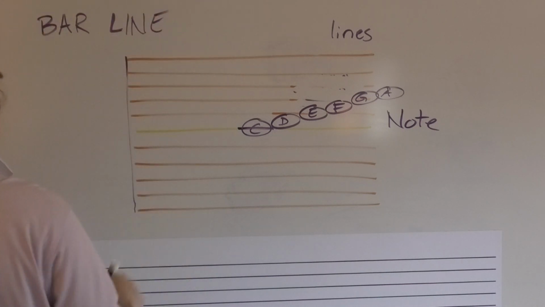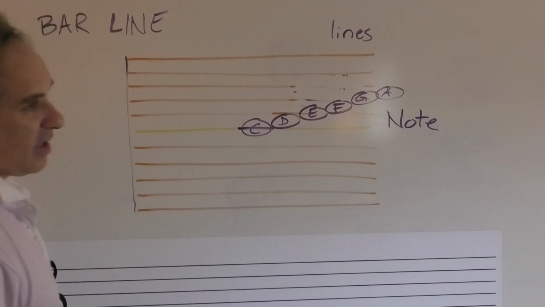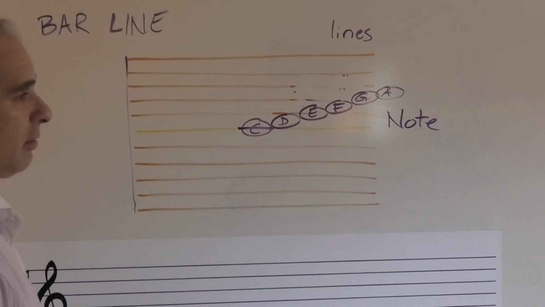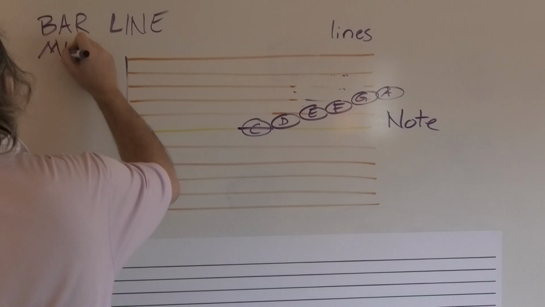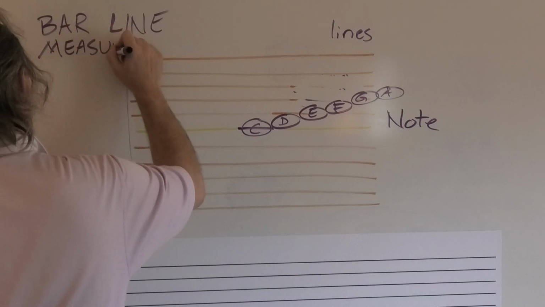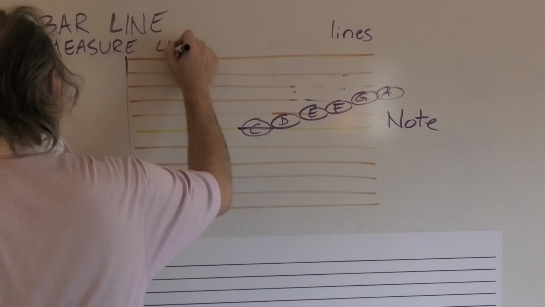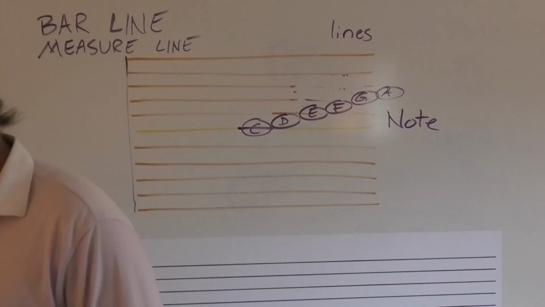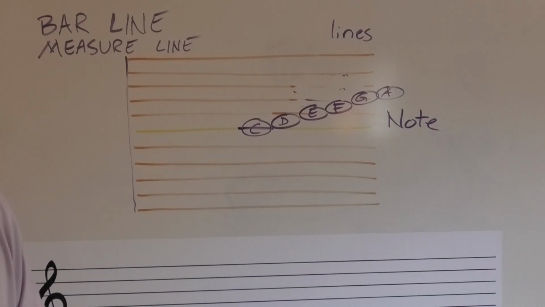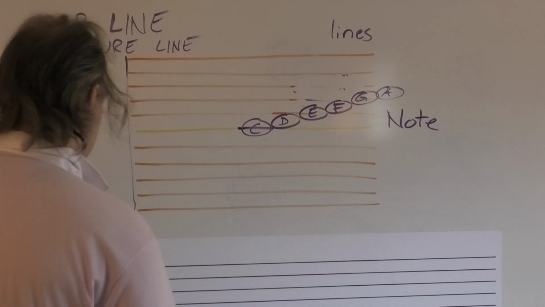Bar line, this purple line. Now everything in music has two names. It's also called the measure line. Why does everything in music have two names?